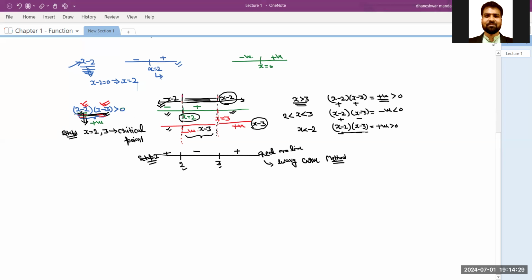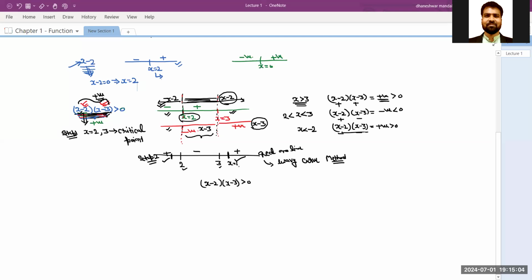See, if this expression is greater than 0, it means I want the region in which the positive sign is there. Here we have a positive sign. Here also we have a positive sign. It means if I take any number from here and any number from here, then this expression will always be positive. Let's take one example. x minus 2, x minus 3, greater than 0. I told you that if I take any number which is greater than 3.